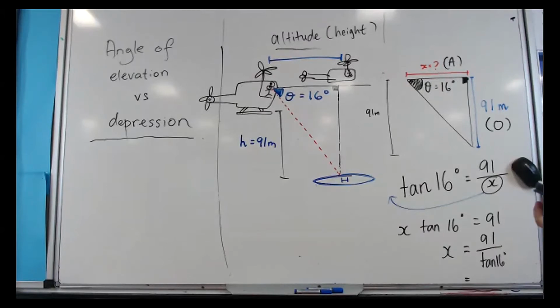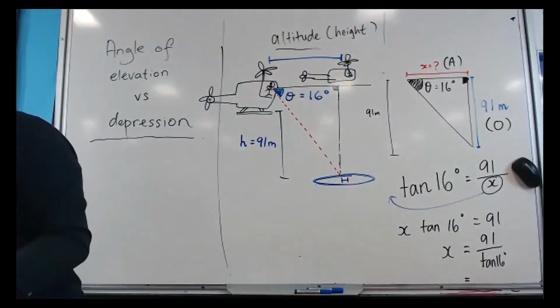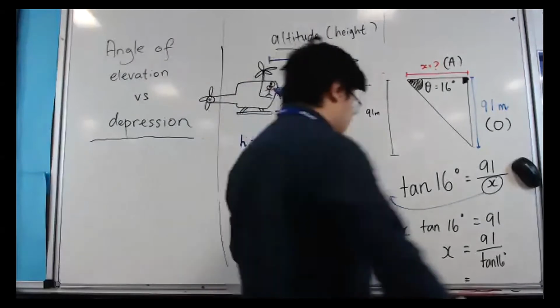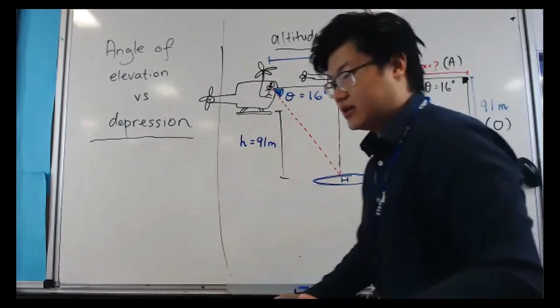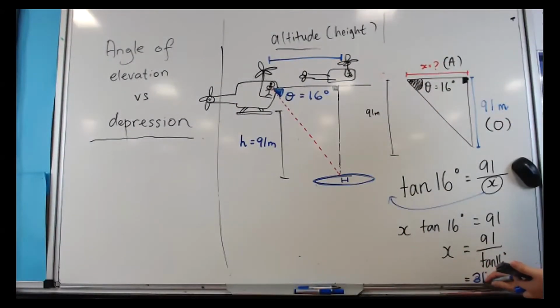So 300 and what? 17.35. 317. So 317.35 meters. And that's going to be an approximate sign instead of equal.